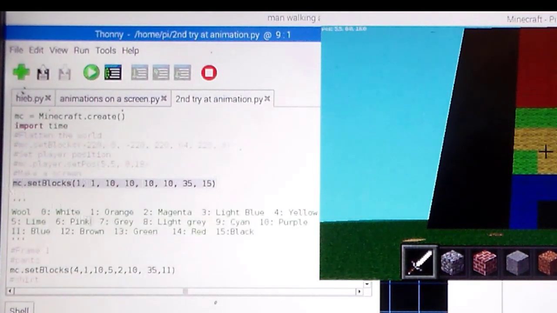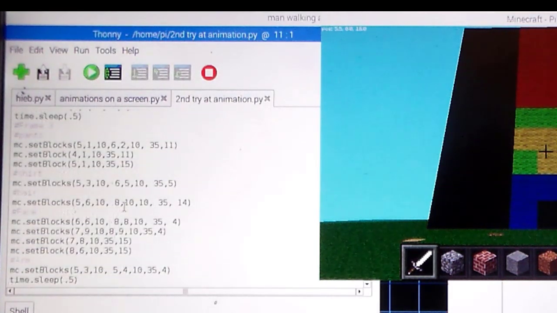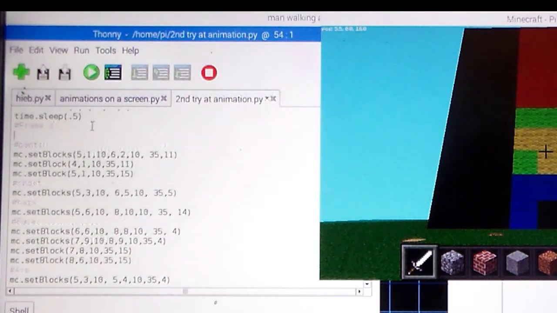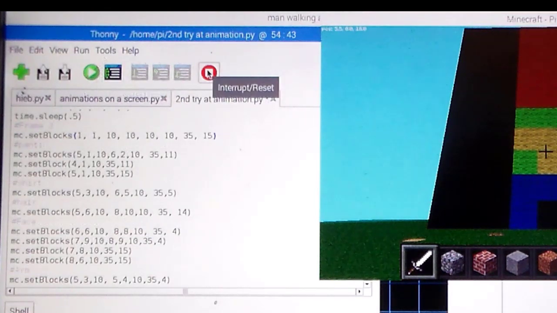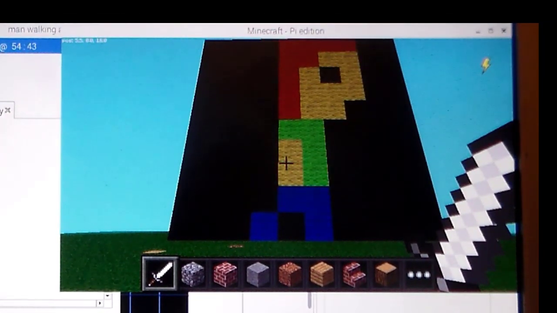So we need to take this, copy it, go down to the beginning of frame 3, and make a clear background. So now when we run it, his body moves over without the former stuff still being there.